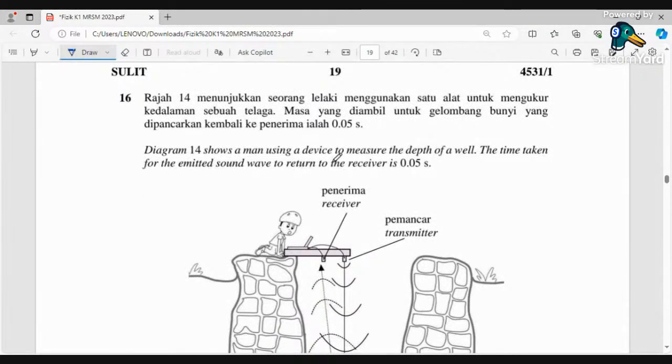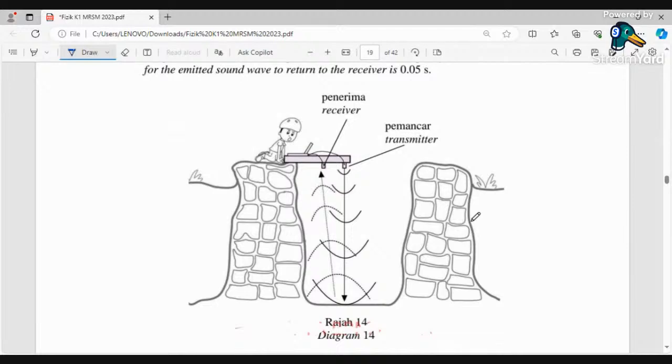A man using device to measure depth of a well, the time taken for the emitted sound wave to return to the receiver 0.05 centimeter. Ini ialah ultrasound, reflection of sound wave. Okay, dia ada receiver, ada transmitter. To determine the depth of a well. Okay, nak cari kedalaman perigi air. Berapa kedalaman ini? The depth.